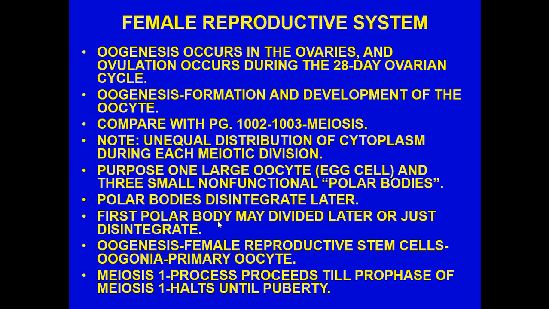Now, oogenesis has to start off with female reproductive stem cells. Oogonia is the term used for these cells, which develop into primary oocytes. Now, I don't use the Roman numerals here, to add clarity, but meiosis 1 is the process that starts off, and it proceeds until you get to the prophase of meiosis 1. Now, just to help you refresh, remember that mitosis goes prophase, metaphase, anaphase, telophase. Meiosis does the same thing, except it's reductive. So you go from diploid to haploid, 46 chromosomes to 23.